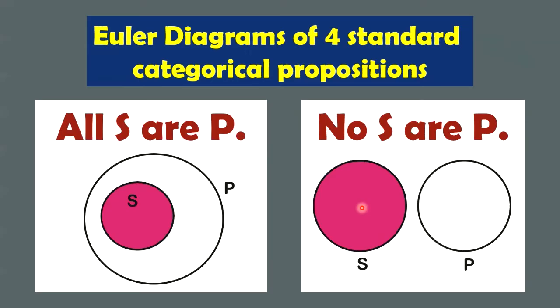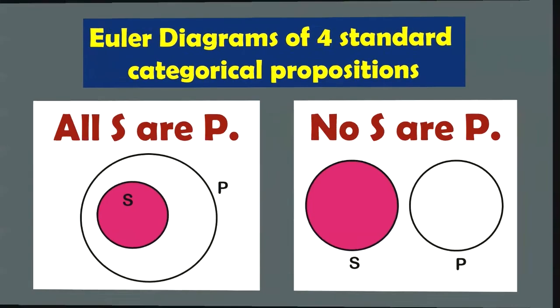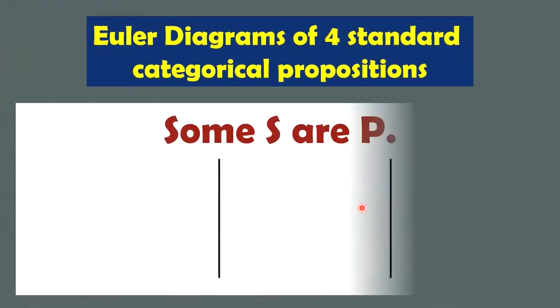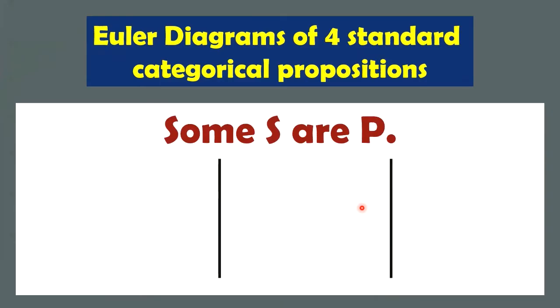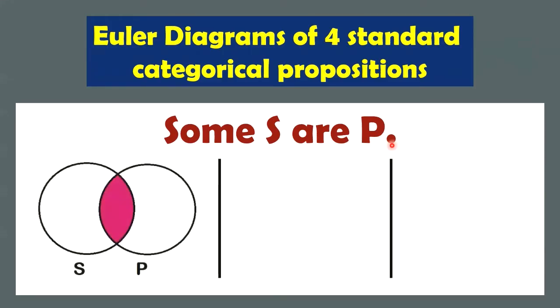Alright? Okay. Let's have the other two standard categorical propositions. Okay? Here. What if we have this statement or proposition? Some S are P. I will show you 3 possible Euler diagrams for this categorical proposition. Okay? So, ang pinakamadali nyong maiisip ay ito. Okay? Do you see the shaded portion?